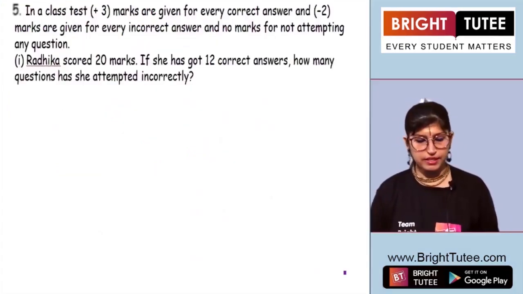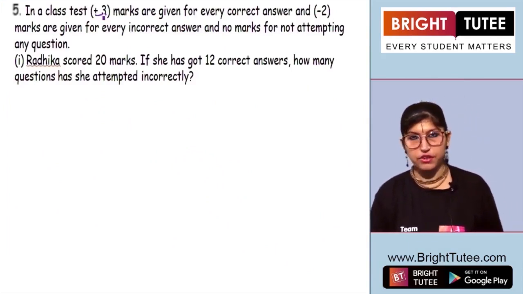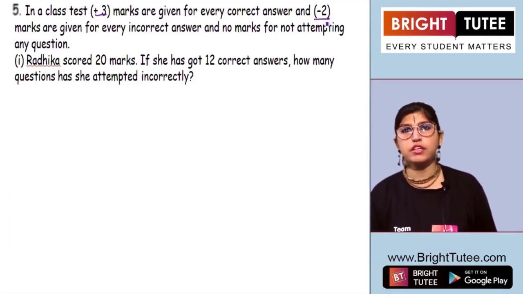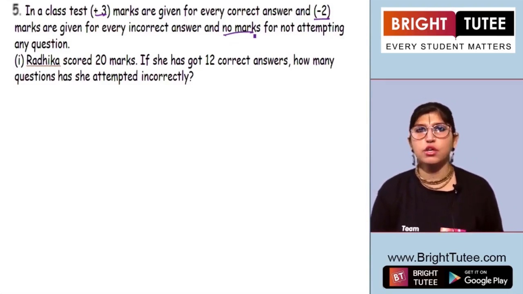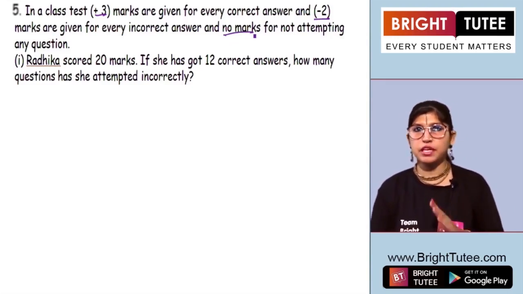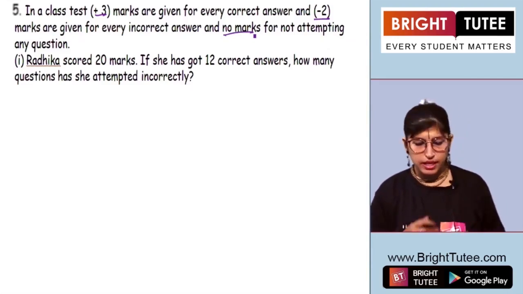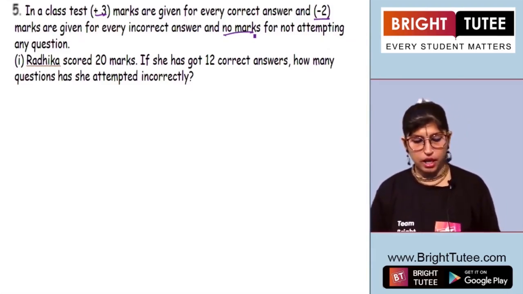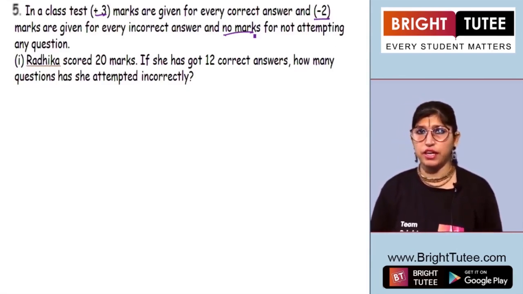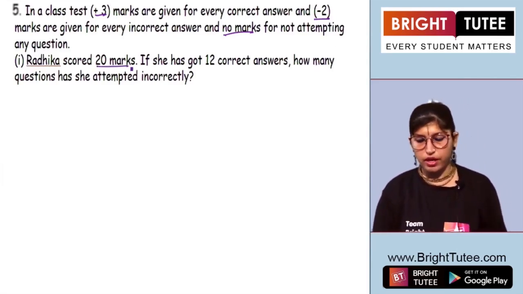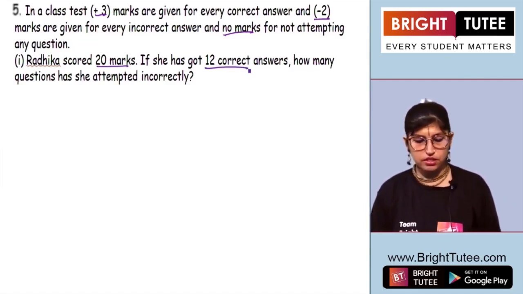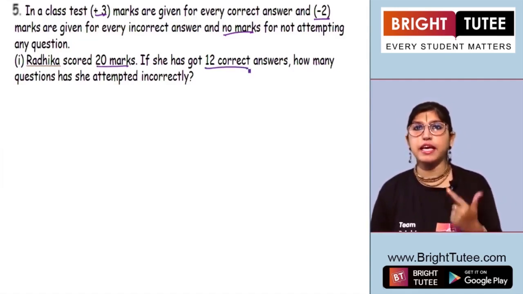Now the next question is, in a class test, +3 marks are given for every correct answer and -2 are given for every incorrect answer, and we will not be giving any marks for not attempting the question. So we did this type of question in examples which you can see in earlier videos. Let's try to do it over here as well. Now Radhika scored 20 marks in total and she got 12 correct answers. So how many questions has she attempted incorrectly?